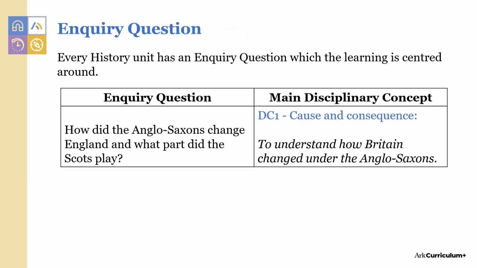Every history unit has an enquiry question which the learning is centred around. The enquiry question for this unit is, how did the Anglo-Saxons change England and what part did the Scots play? The main disciplinary concept is cause and consequence, to understand how Britain changed under the Anglo-Saxons.